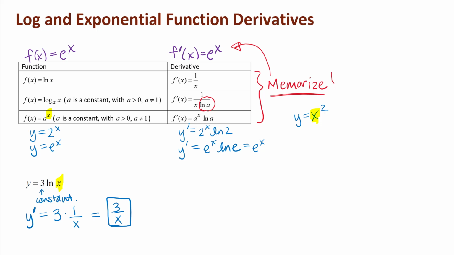Okay, one word of caution before we go on to another example. Every once in a while I see some students write silly things, like y equals ln of x equals 1 over x.